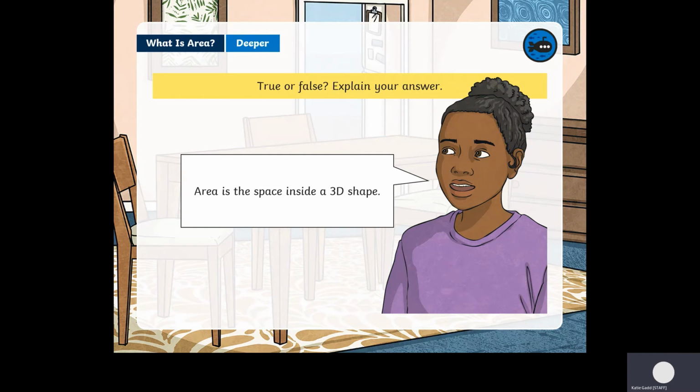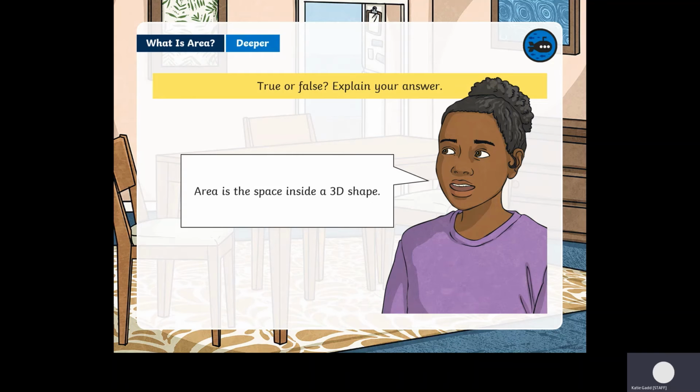you've got your answer. So when you're having a think about this question, I'd like you to explain to the adult in the room with you how you know it's true or how you know it's false. So area is the space inside a 3D shape. Pause the video and think, is it true or false, and try and explain it to somebody in the room with you.